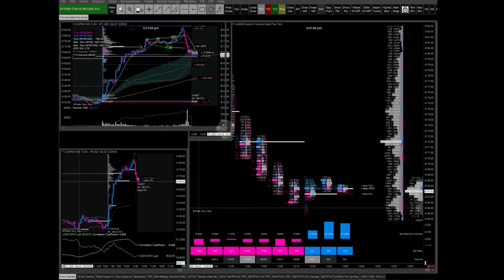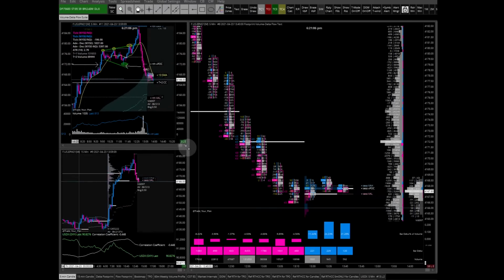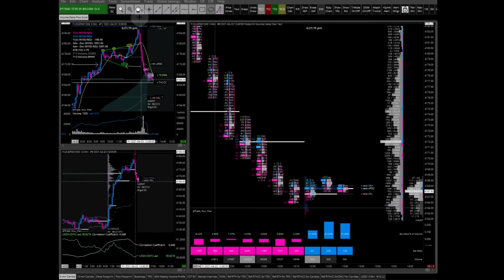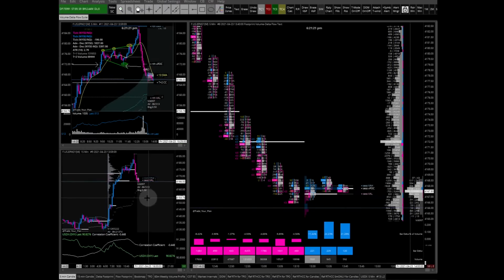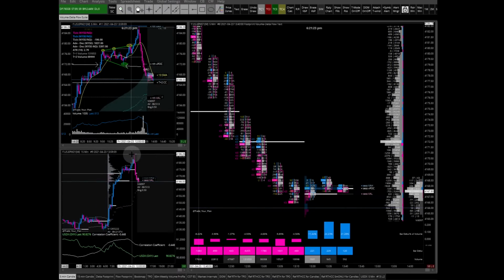All right, so this is the 5-minute. All right, let's push that back in. 15-minute is just a little bit of a different view. I like to use it for signal bars, for patterns. 15 confirms and works a little bit better than the 5. So this would have been a signal bar to get short here. That worked out nicely.